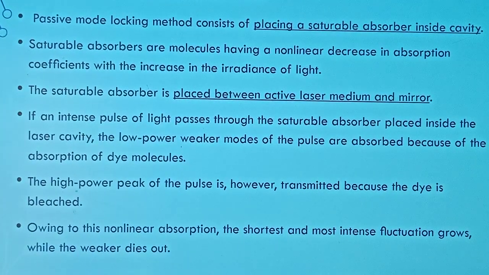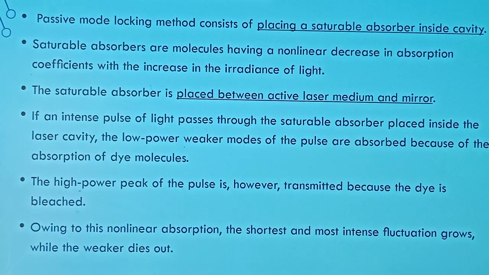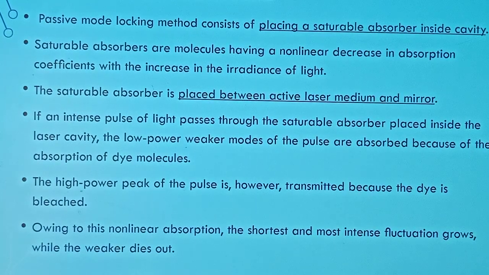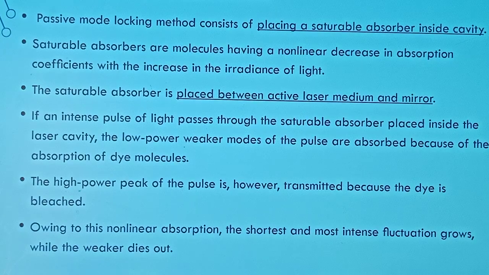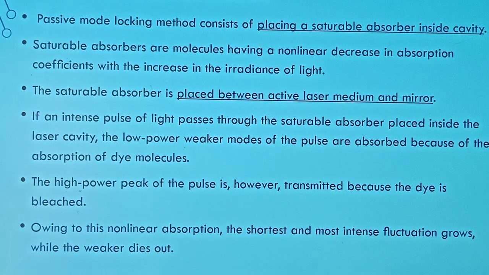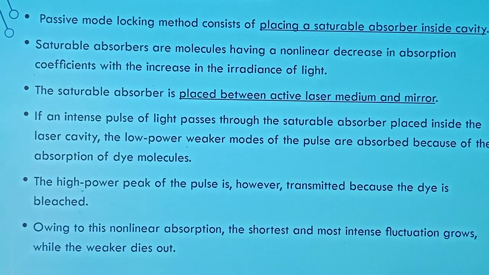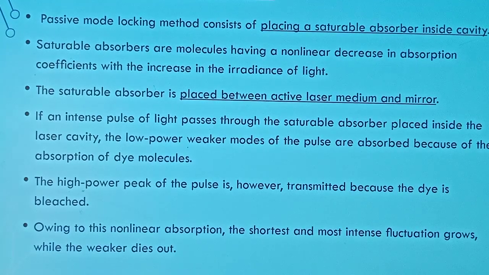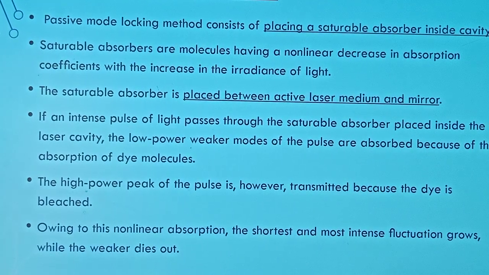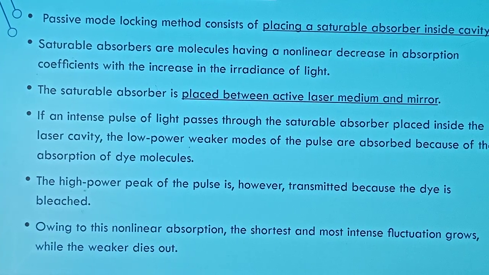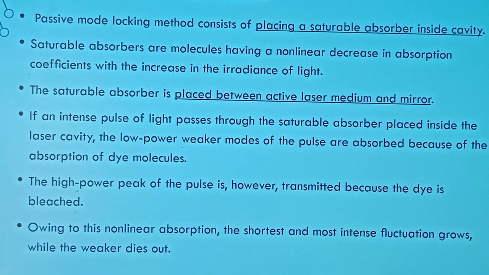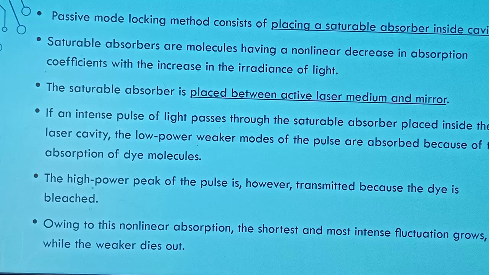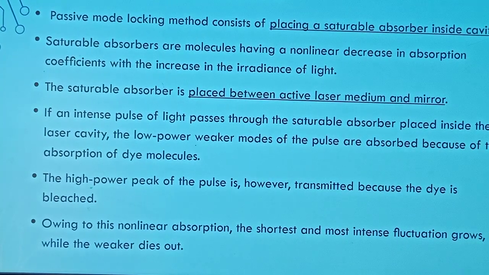So when a mode locked high power peak pulse hits this saturable absorber, it becomes transparent. We say the dye is bleached. It allows the pulse to complete the to and fro transit and finish the oscillation and come out as a powerful laser pulse. All the other weaker modes die out, and they are all absorbed by the absorber.